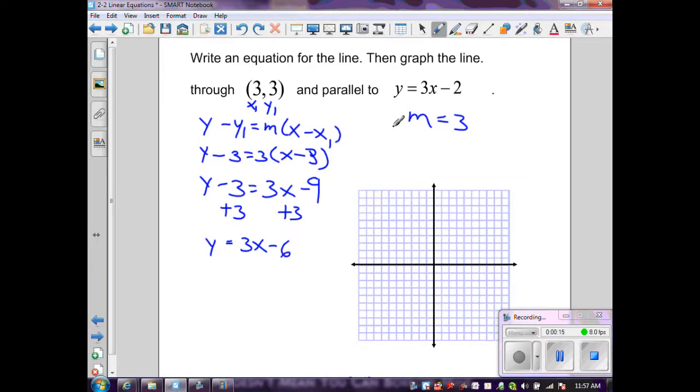Let's graph both of these. Here I know my slope is 3 and my intercept is 0, negative 2. That's going to give me 0, negative 2, and then I count the slope. Since it's positive, I'll go up 1, 2, 3, and over 1. Again, up 1, 2, 3, and over 1. Connect the 3 points.